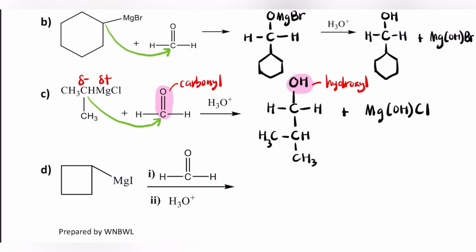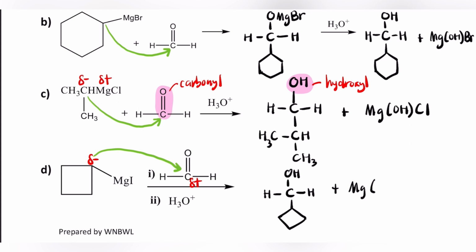So, straight away saya akan tulis saya punya produk, iaitu saya punya this carbon electronegative carbon, this one electropositive. So, saya akan attack daripada sini. So, apa yang terjadi? Saya akan copy balik saya punya methanol. And then, dia attach kepada OH. Dan saya ada H. Saya ada H. Dan jangan lupa, saya ada 4 carbon atoms in the ring. And then, after that, you also got the side product which is MgOHI.